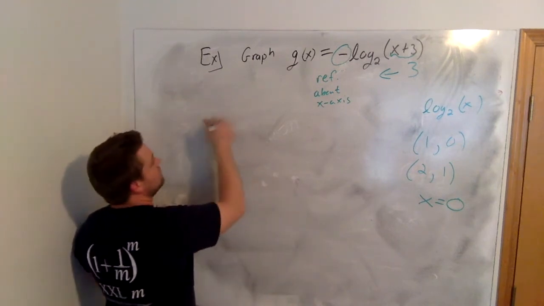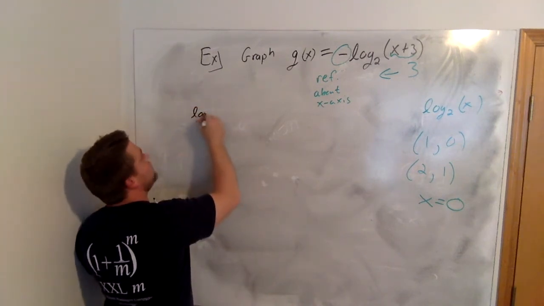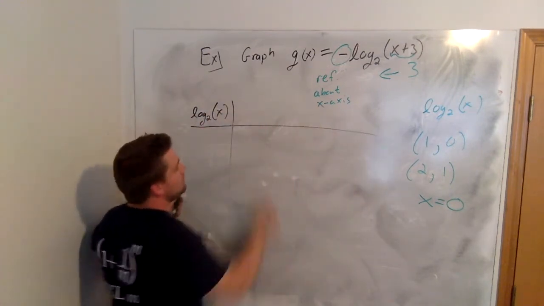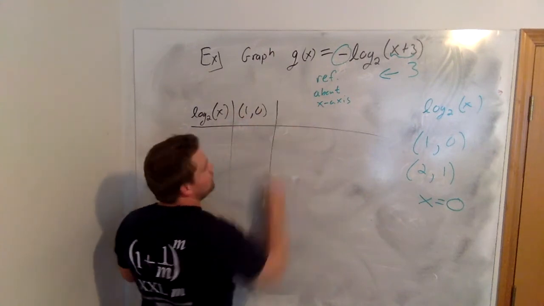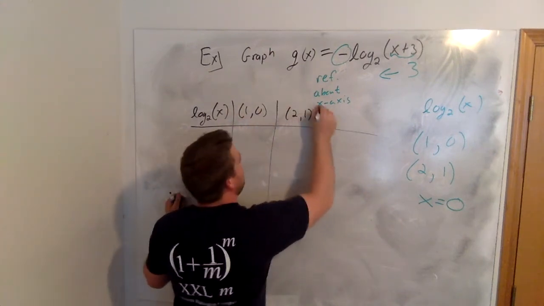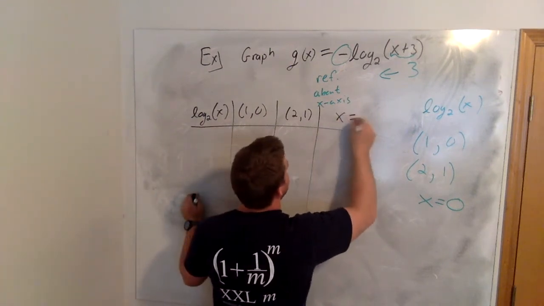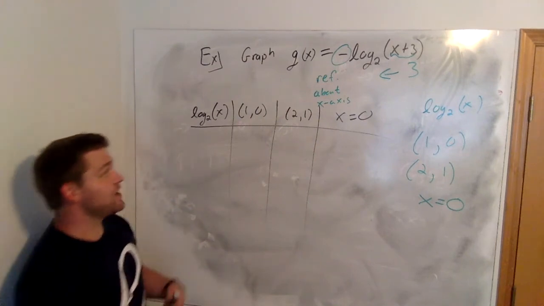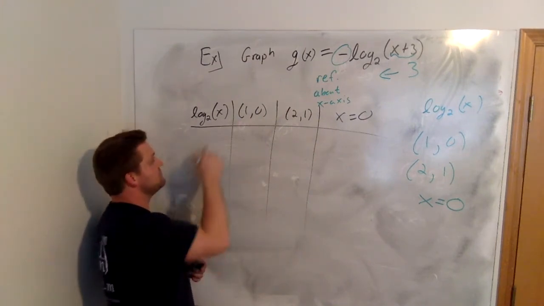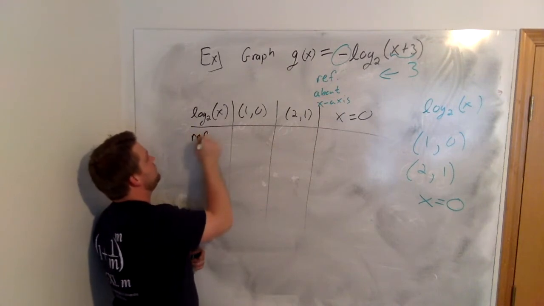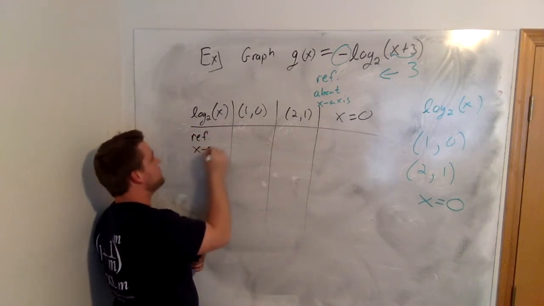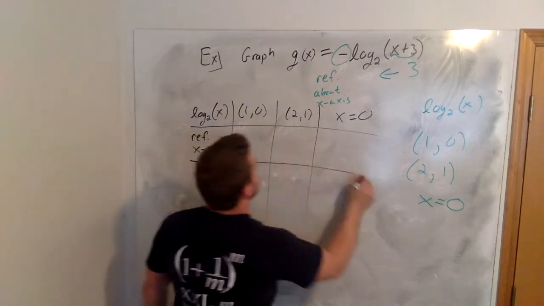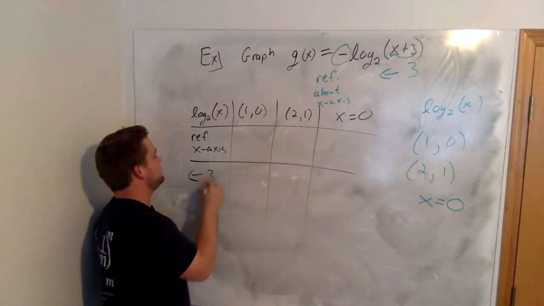Okay, so let's do it. So we have log base 2 of x. We have the point 1, 0. We have the point 2, 1. And we have the vertical asymptote, x equals 0. Remember that we need to make sure to do reflections and stretches before we do shifts. So in this case, we need to first reflect over the x-axis, and then we also need to shift it to the left 3 units.